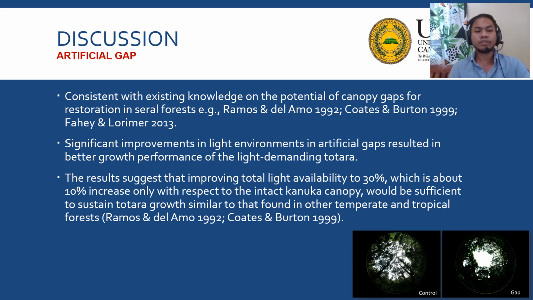The result also suggests that improving total light availability to 30%, which is only about a 10% increase with respect to the intact canopy, as shown in the results, would be sufficient to sustain Totara growth similar to that found in other temperate and tropical forest ecosystems.